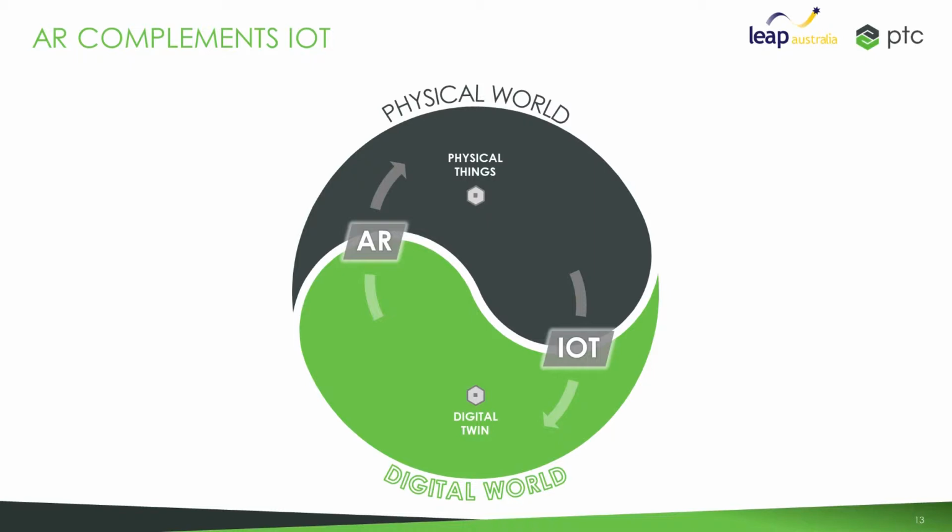One of the big things is that AR complements IoT, right? So IoT is around going to physical assets out there in the field and gathering information about them digitally. AR is about taking that information from the digital world and presenting it back in the physical world, overlaying it in the real world. So what can that look like? Well, let's take a look at some examples of that.